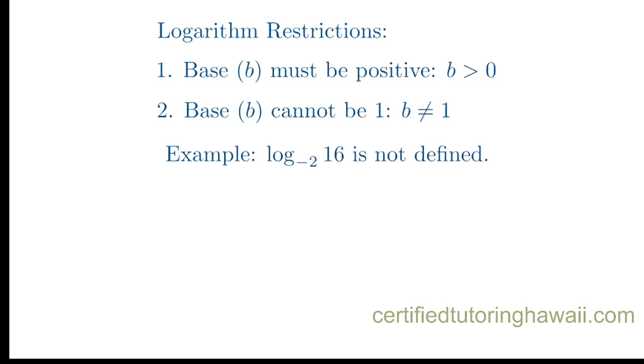Second, the base b cannot be 1. Why? Because 1 raised to any power is always 1. A logarithm asks, to what power do we raise 1 to get c? And unless c is also 1, there's no unique answer. Therefore, log base 1 of any number is not defined. Always check your base to ensure it's positive and not equal to 1.